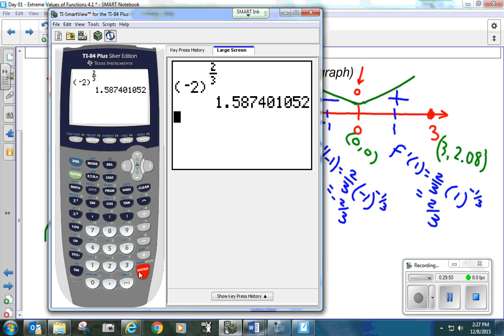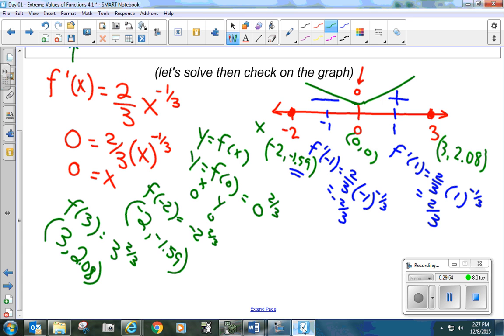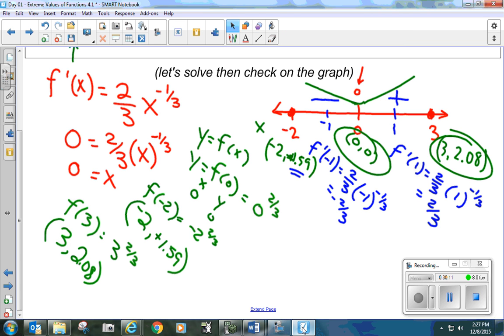It's a positive 1.58. So this is actually positive 1.58. This was positive, and that's what we checked. Our minimum here and our max, 2.08 is definitely taller. That's our max. Our math was right. Our calculator work was wrong. Our analytical work was right. All right.